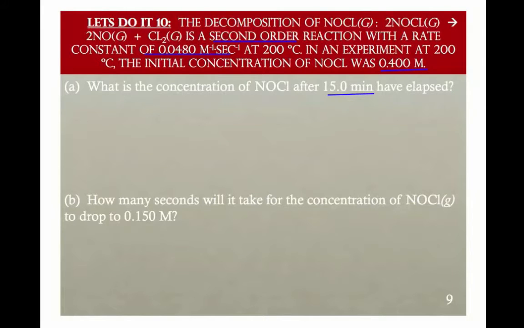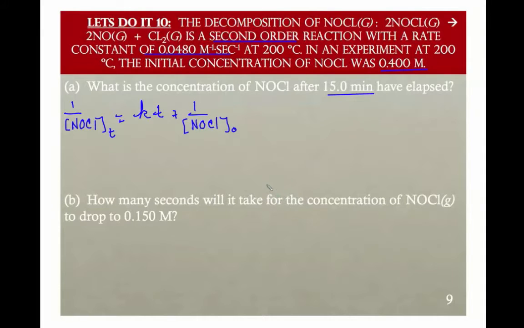So the first step that you want to do is write the equation that you're going to be needing. So I'm going to need my NOCl at time t. This is my integrated rate law for second order. Okay, so you want to make sure you grab the right formula. So that's going to be one step.